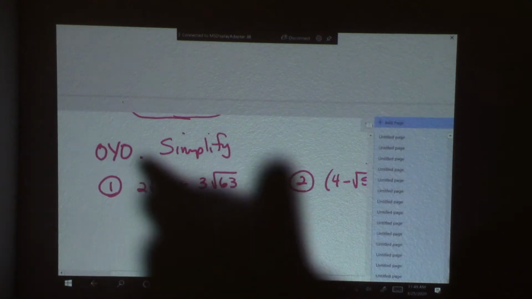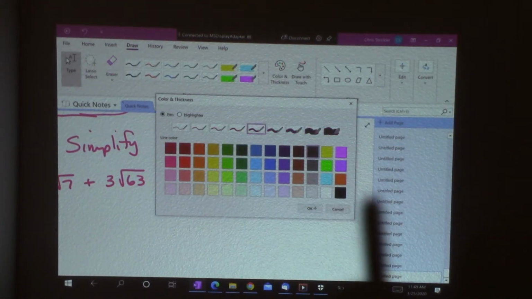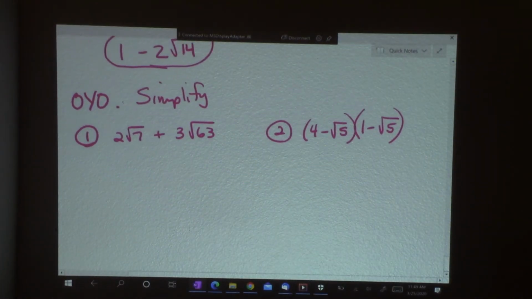All right, I'm going to change colors again, just because I can, and show you my work. Okay, so I want to see first, can I simplify or factor out any perfect squares?